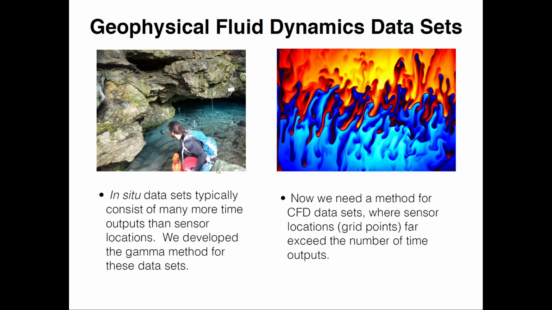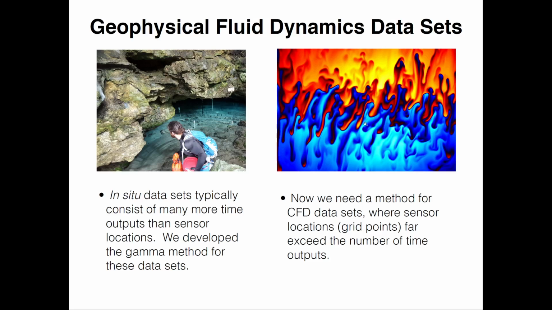We developed the gamma method for these data sets, and that's covered in another video and in a different paper. The key here is that these are data sets consisting of time series, so you have a lot more time information than you have spatial information. And the gamma method finds time periods of interest in those cases, right? So times where you might want to focus your analysis.